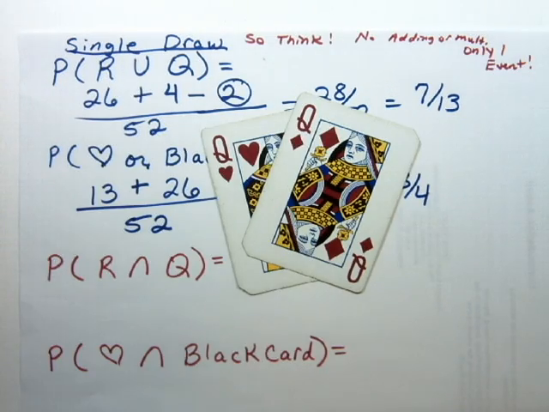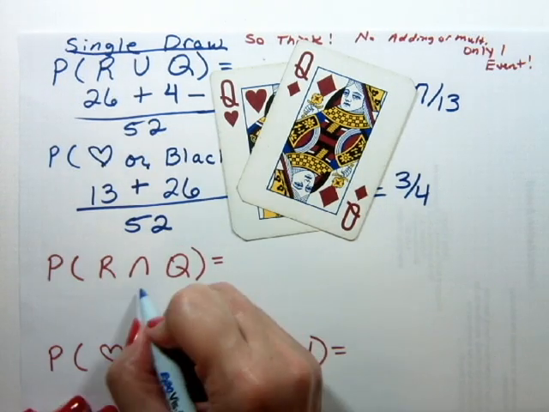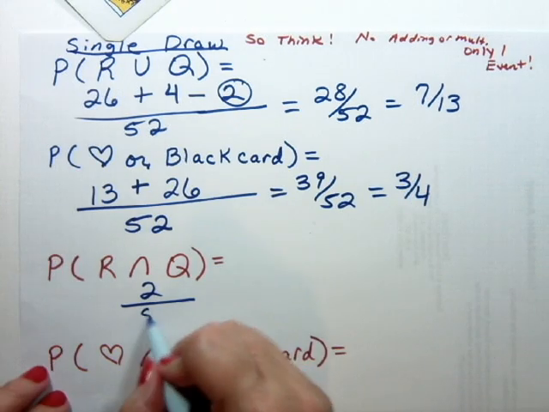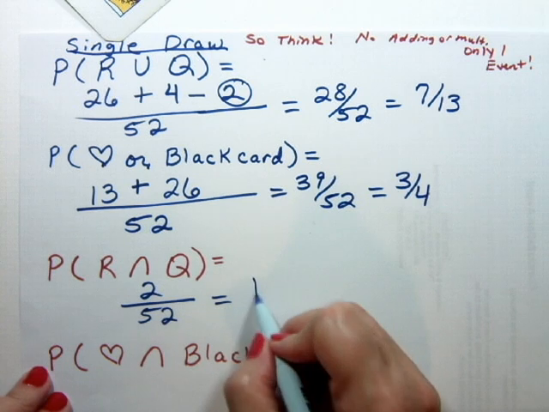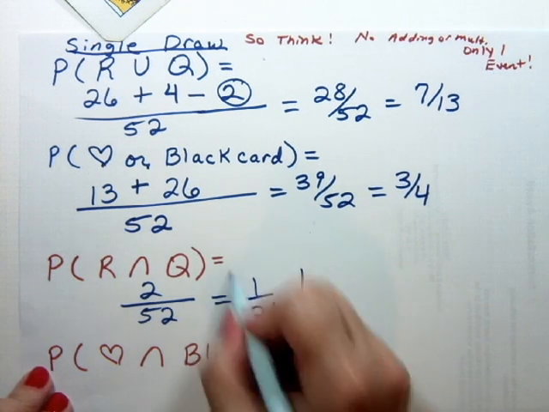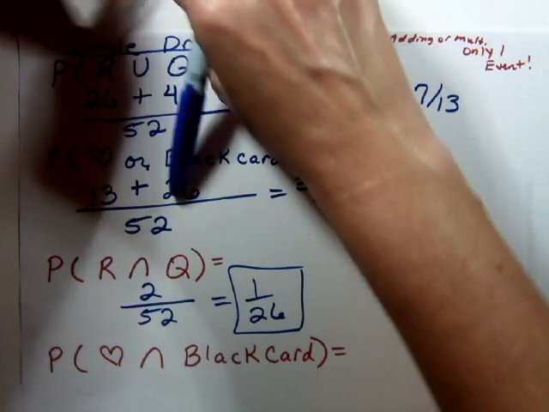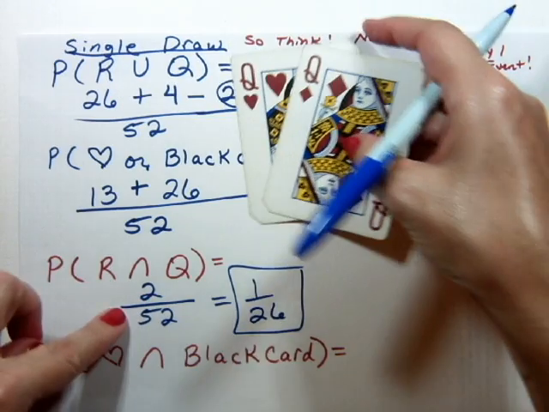Those. So there are 2 of them out of how many cards total? 52. That would be 1 out of 26. So you have to think about that one. Don't get tricked. You need to just say, well, what's the only way I'm going to get a red and a queen on a single draw? That would be 2 out of 52.